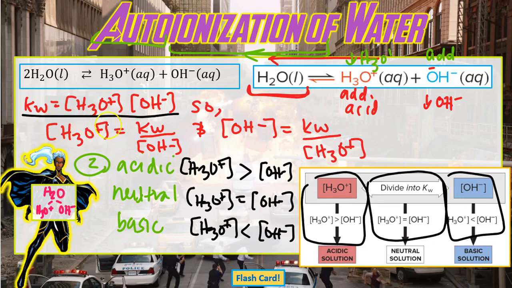So if we want to solve for the concentration of H3O plus, and I already know my Kw value and my OH minus value, I can use these to solve for H3O plus. Same thing for OH minus.